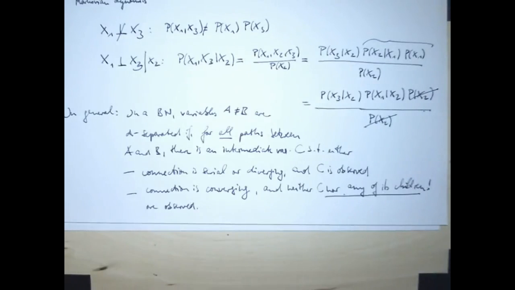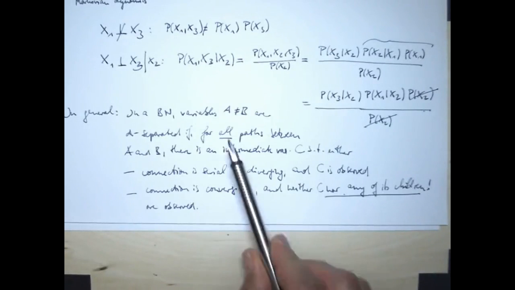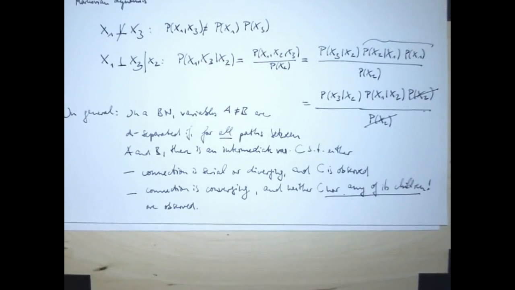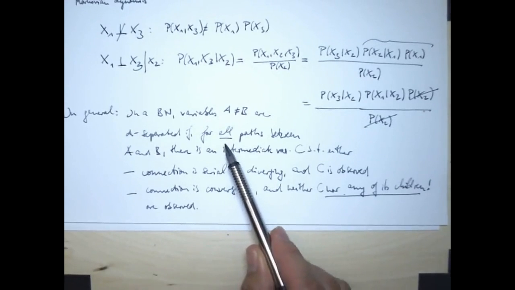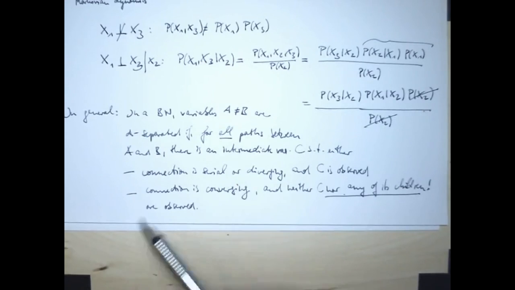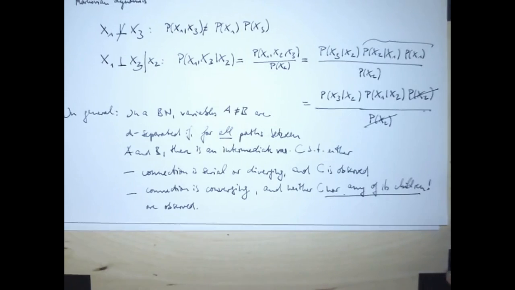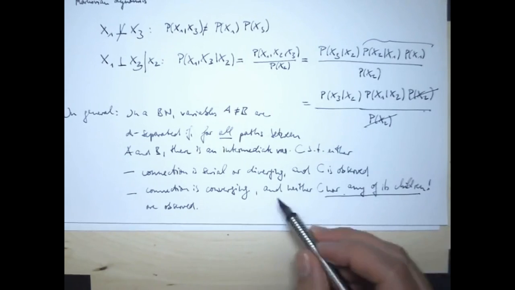And this statement here, for all paths, does not take into account direction. So this is true for, or you're looking at all paths, no matter whether you're running along or against the sense of the arrows. So you're ignoring the direction in your directed acyclic graph.